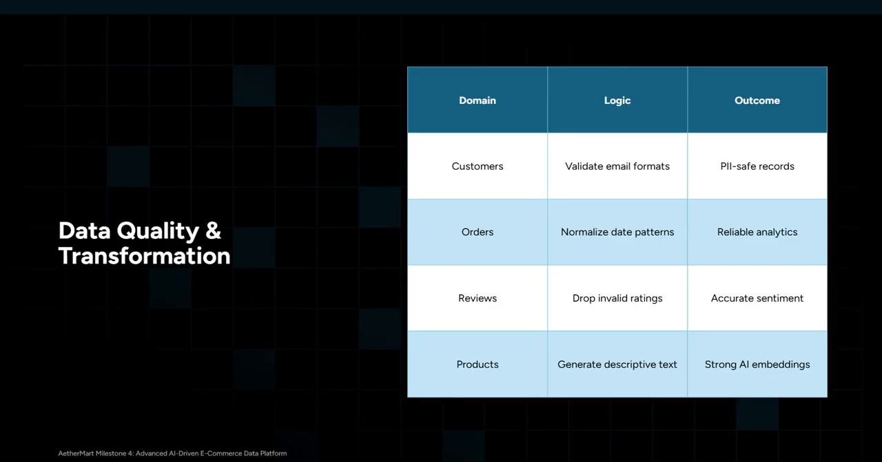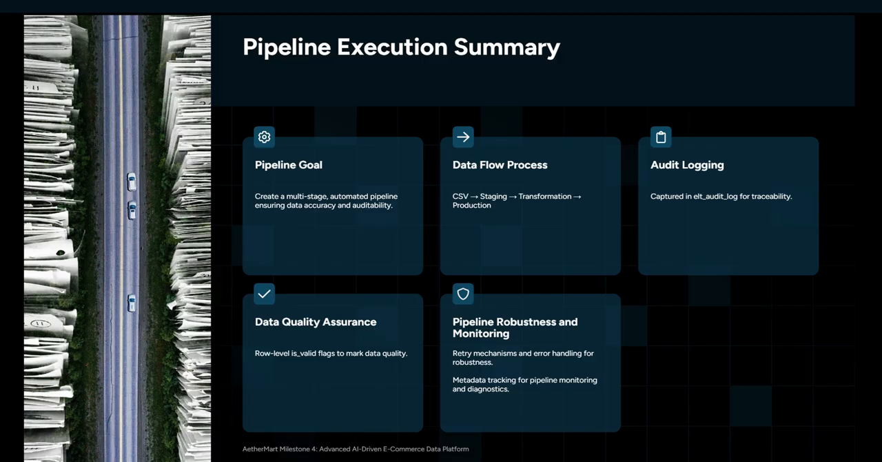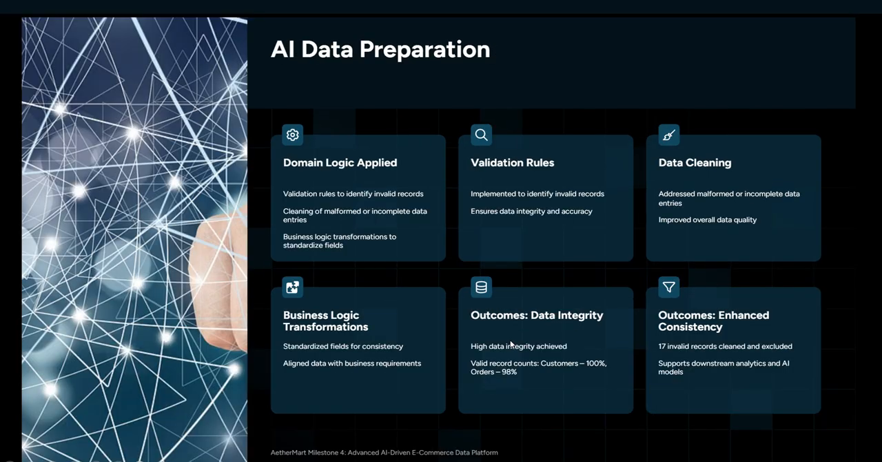Moving on to the transformation that we just spoke about. So this was the pipeline: create a multi-stage automated pipeline ensuring data accuracy and auditability. The data flow process was CSV, which we generated using the generator script, then staging, transformation, and production. Then audit logging for traceability, like I just mentioned in the code. Data quality assurance, and pipeline robustness and monitoring.